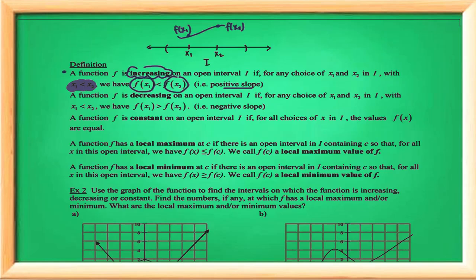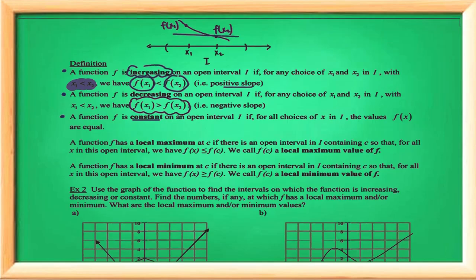Definition for decreasing. A function is decreasing on an open interval I if for any choice of x1 and x2 with x1 less than x2, we have, now the inequality is reversed, f of x1 is greater than f of x2. So that means, let's get rid of that so we can focus on the new scenario, f of x1 is going to be greater than f of x2, and so we see that the function's decreasing. Lastly, we say a function is constant on an open interval if for all choices of x in I, the values of f of x are equal. So that means your function is a horizontal line, constant.